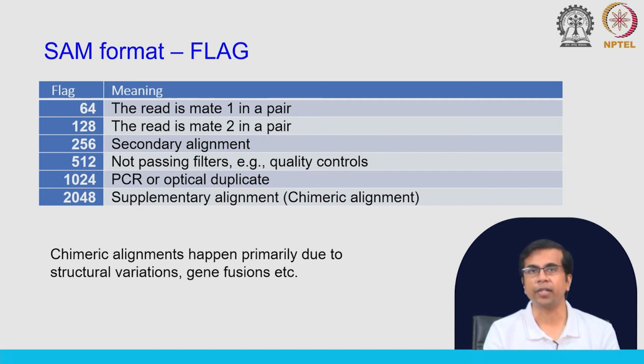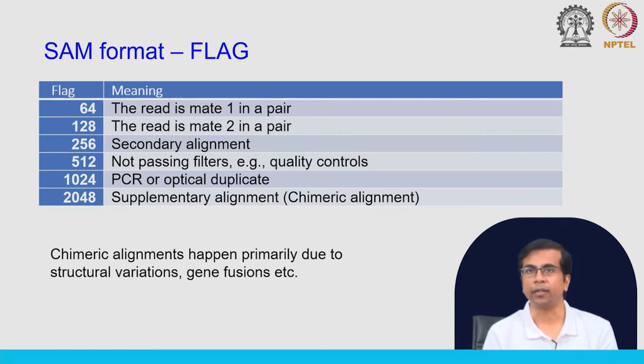Now, these chimeric alignments happen primarily due to structural variation or gene fusions. So, if you can imagine, right, let us say 2 chromosomes are fused, right. So, one part of the read will map to let us say chromosome 1, the other part of the read will map to chromosome 10, right. So, if that kind of situation happens, then you will get this flag 2048.